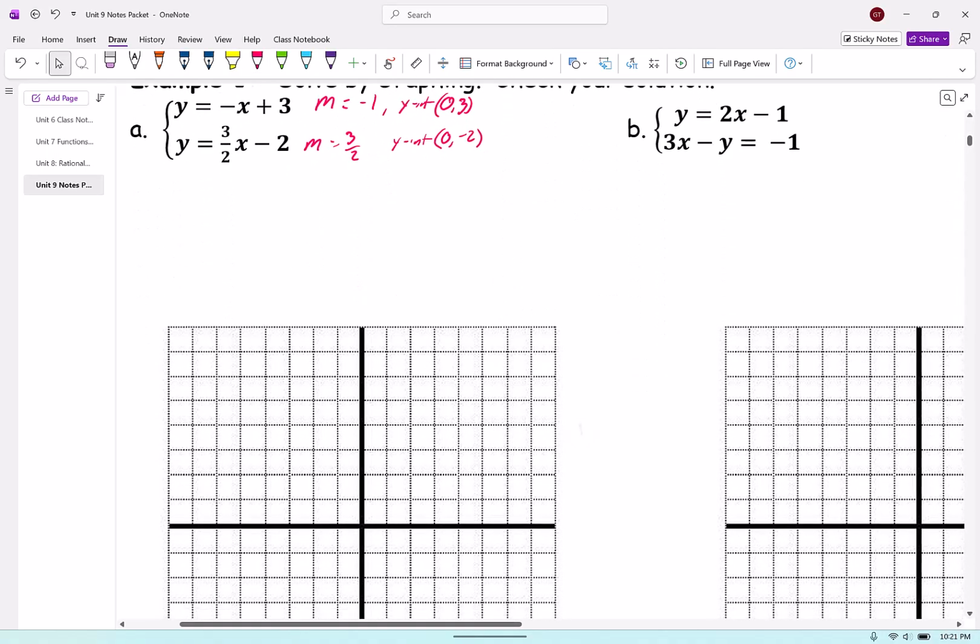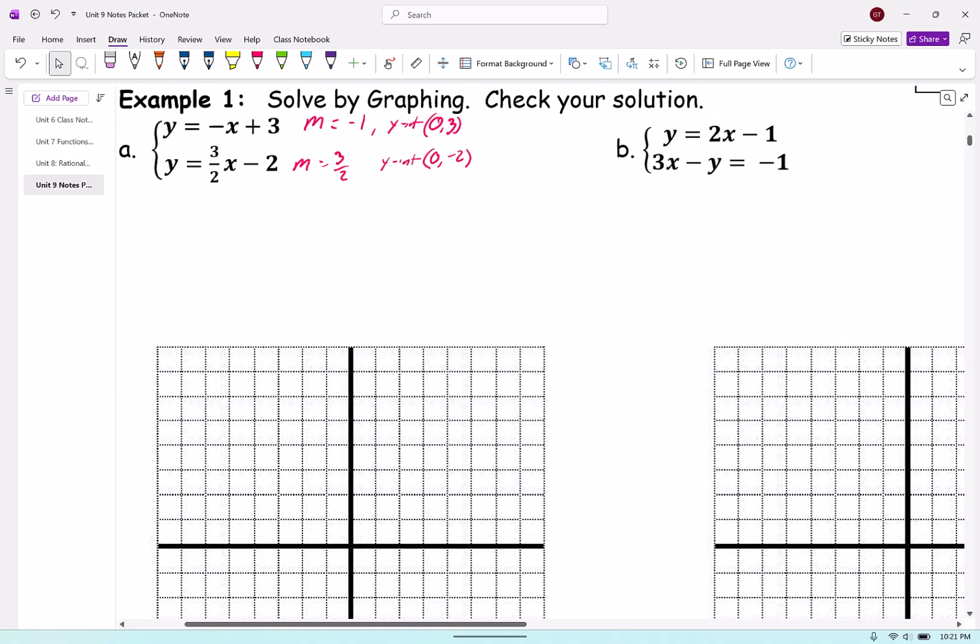Let's start with the first one at the y-intercept, (0, 3). The slope is -1, so it's going to be a negative slope: we go down 1, then over 1. Plot a few points, and then I can draw a line that hopefully goes through those relatively well. That's the first one.